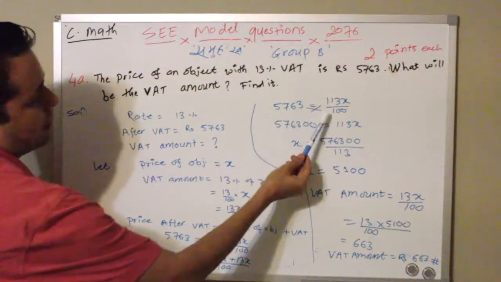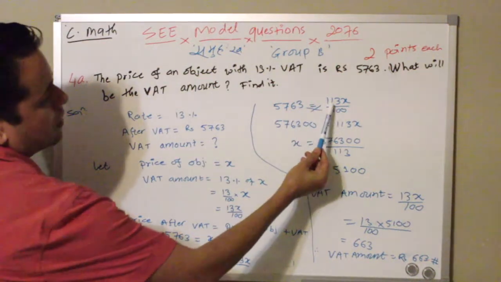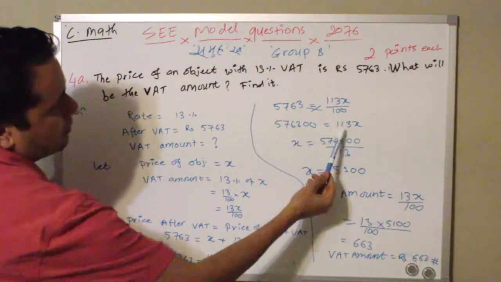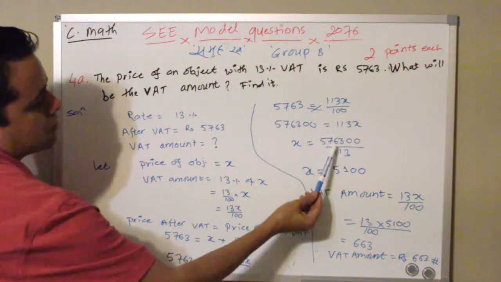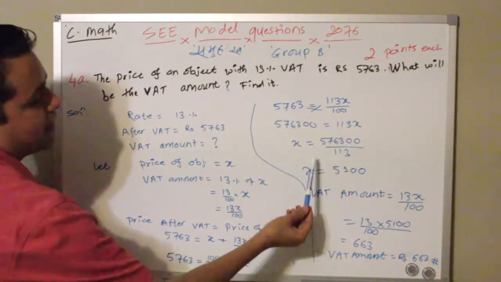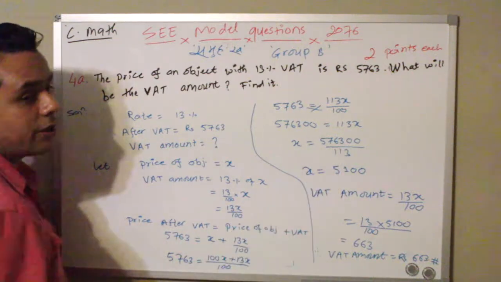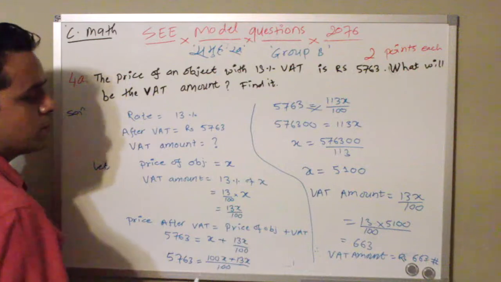Now cross multiply. This goes there. So cross multiplying, I got this: 113x times 1 is 113x. Dividing both sides by 113, this goes down here, so x equals this. By simplifying this, I used the calculator on my mobile, and I got x equals 5100.